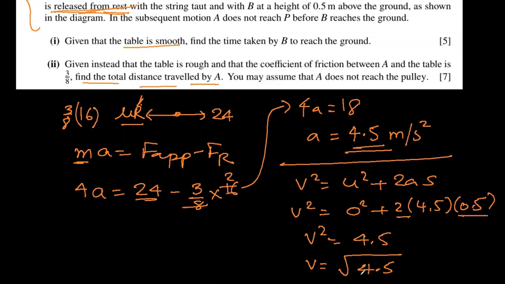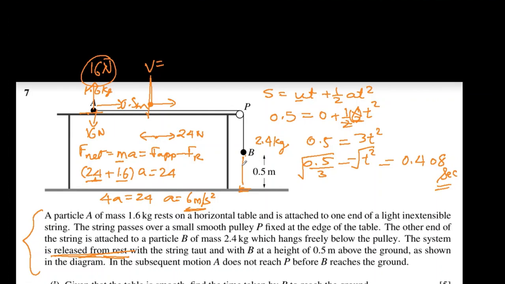So square root 4.5 meters per second is the speed when both of these two masses were connected. B reached here at square root 4.5 meters per second, and this A reached here at square root 4.5 meters per second. Now, next thing is how far it travels after this. So let me try to do it here, and we'll use the same thing again.